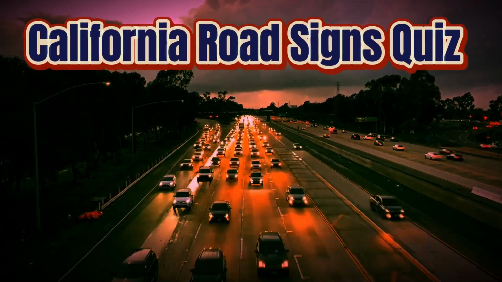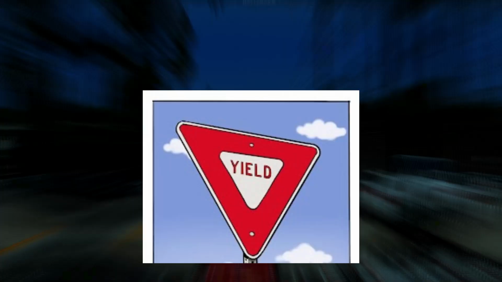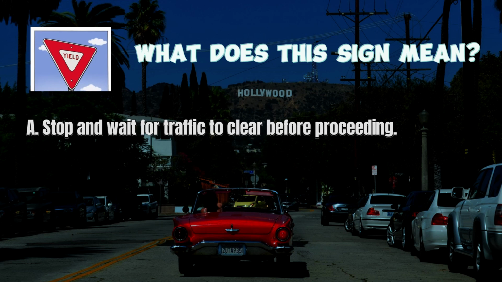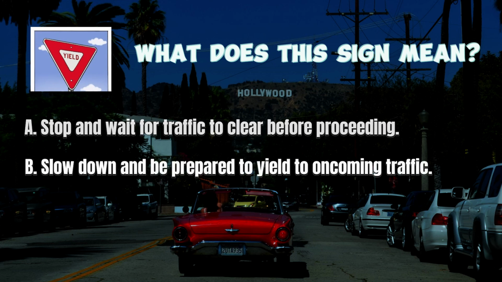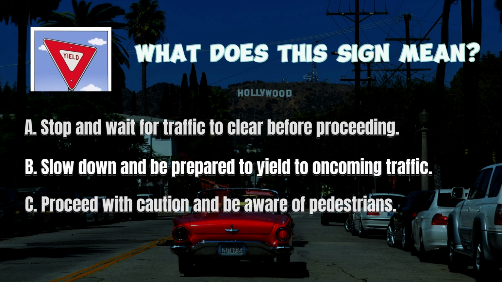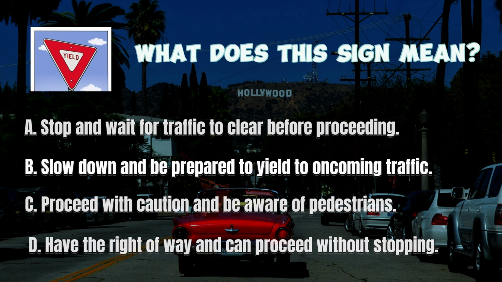California Road Signs Quiz. What does this sign mean? A. Stop and wait for traffic to clear before proceeding. B. Slow down and be prepared to yield to oncoming traffic. C. Proceed with caution and be aware of pedestrians. D. Have the right of way and can proceed without stopping.